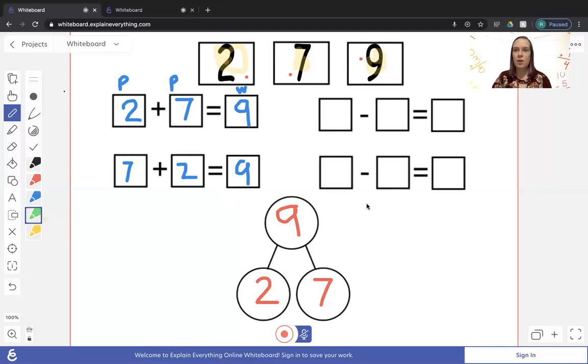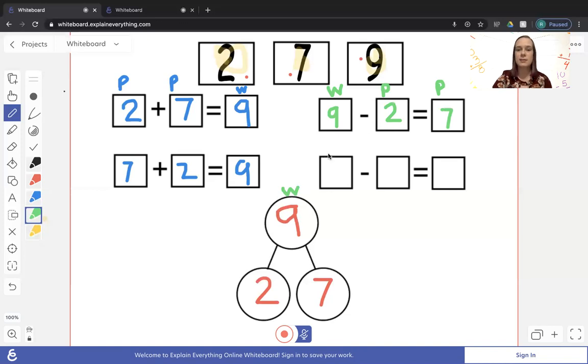So now, what if I wanted to make some subtraction equations? Remember that when we subtract, we can't start with one of our parts. A subtraction equation is a whole minus a part equals the other part. So my whole, remember, my whole down here is 9. So I'm going to start with 9, and I'm going to take away one of my parts. So maybe I'm going to take away the part of 2, which leaves me with 7.